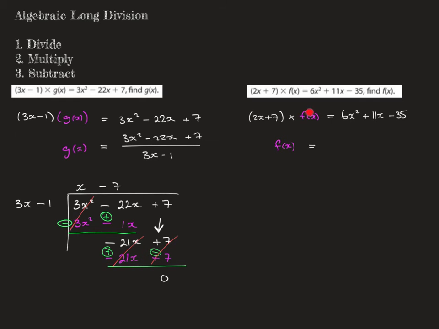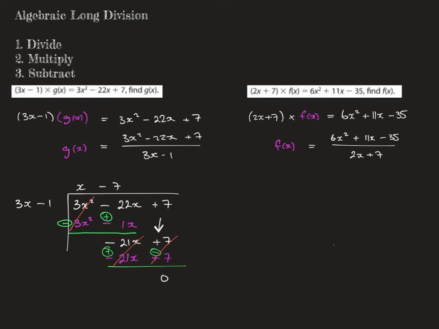So I'm going to divide the left-hand side here by 2x plus 7. But if I divide the left-hand side by 2x plus 7, I have to divide the right-hand side by 2x plus 7 because it's an equation and you need to keep equations balanced. Okay, so 6x squared plus 11x minus 35 all over 2x plus 7. And once you have it in this format, then we know that it's just the exact same as what we were doing before. It's just long division, and we can lay that out.